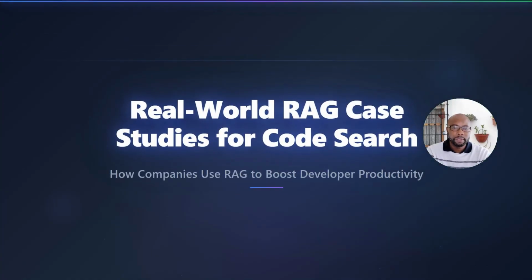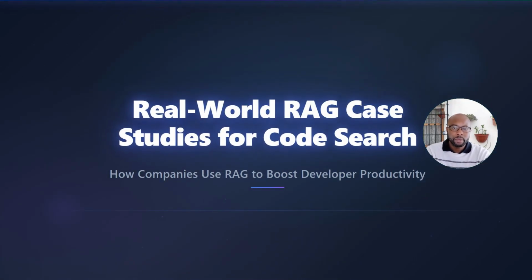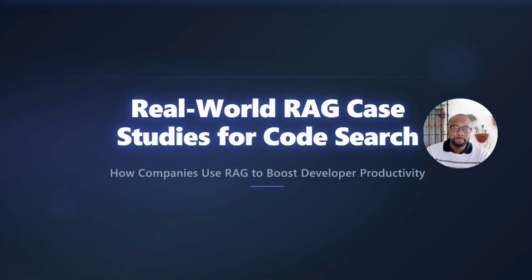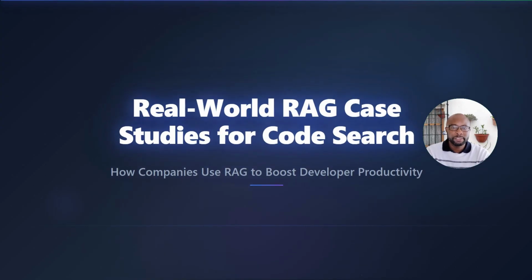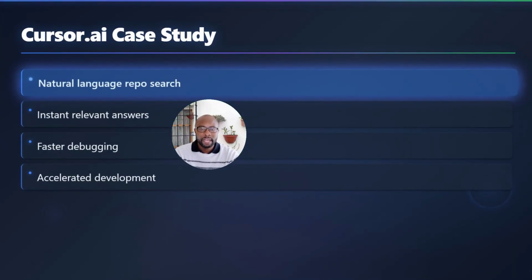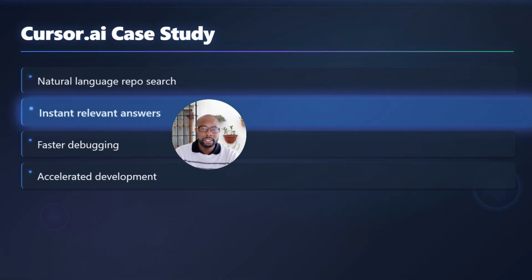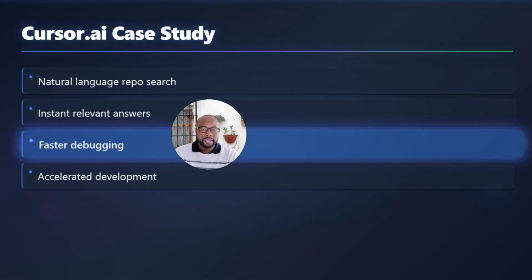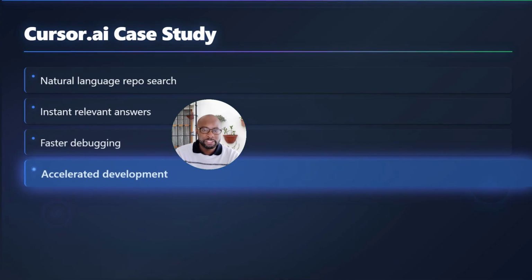Curious how top companies use RAG to supercharge code search? Today, we'll explore real-world case studies showing how RAG improves debugging speed, onboarding, and documentation at scale. Let's see the magic in action. Cursor.ai uses RAG to power their AI-assisted code search, enabling developers to query entire repos in natural language and get instant, relevant answers. This cuts down debugging time drastically and helps teams ship faster.